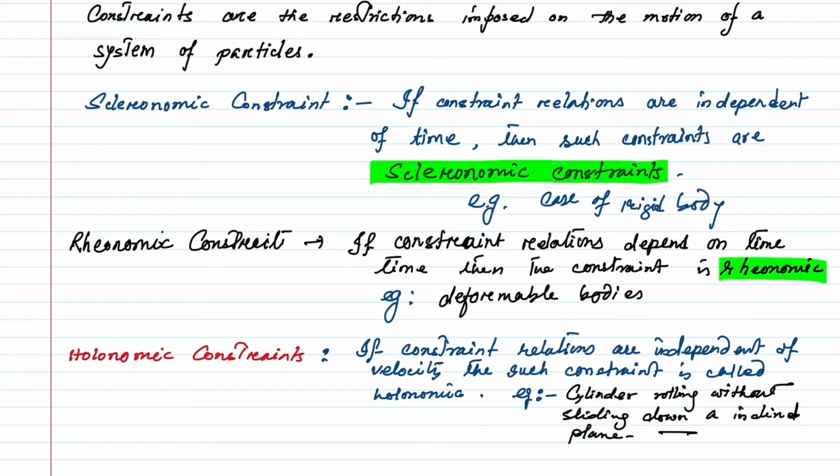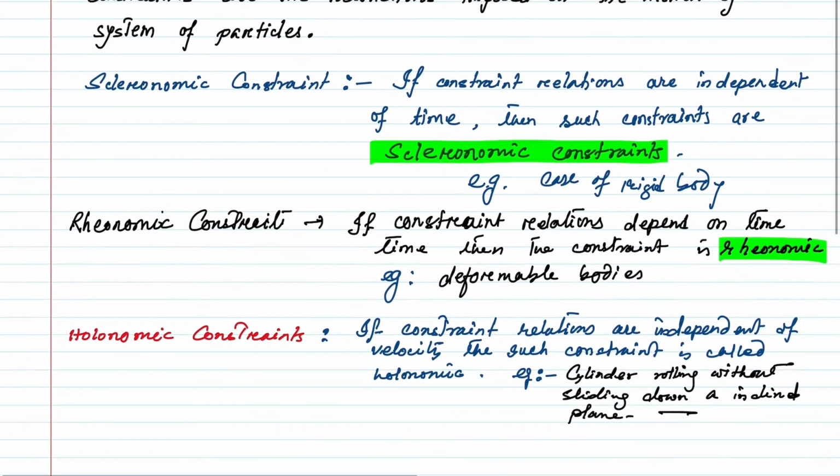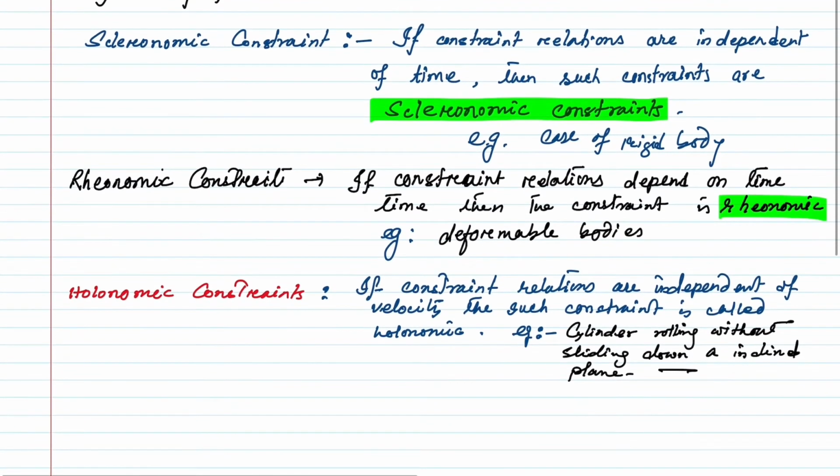So let me scroll down the page. You can take the case of a pendulum also. This is also holonomic, okay, because the relation here, you see, x square plus y square is equal to L square. This is the length L. This also doesn't contain any velocity term, so that's why it is also holonomic.